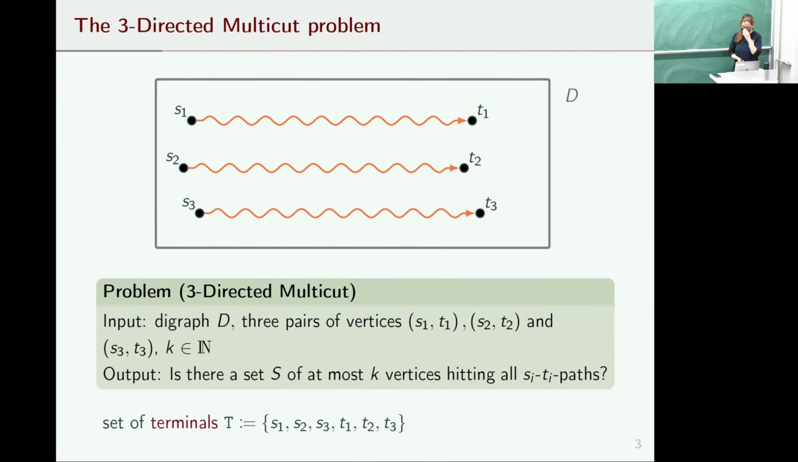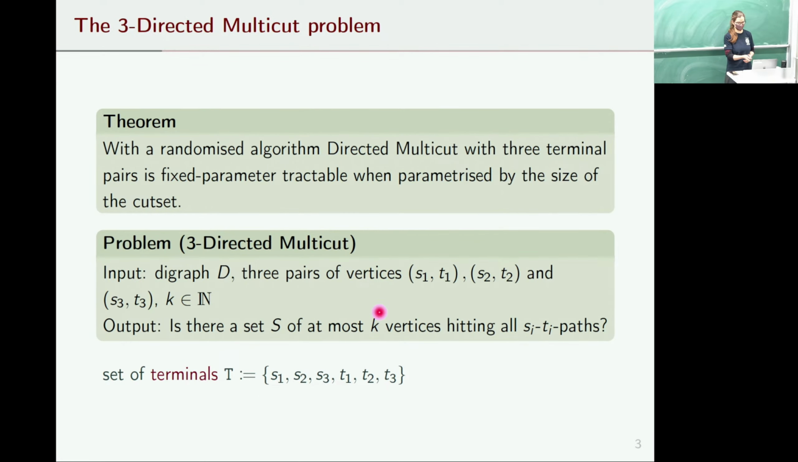So just to give another definition of the precise problem we're working on, now we only have 3 pairs, right? And we look for a set of vertices that we can delete such that we cannot connect any of the terminal pairs in these 3 pairs. And for the remainder of the talk, I will also use this set to refer to the terminals whenever I want.